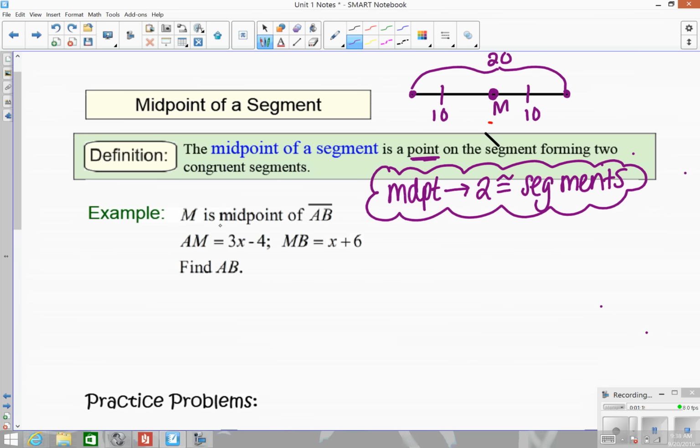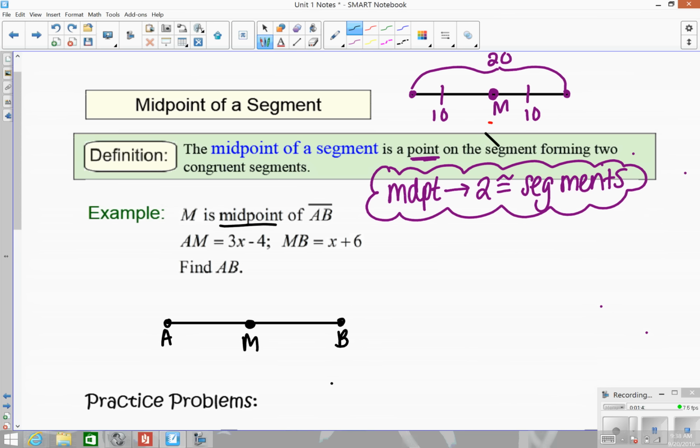So for the first example here, it tells us that M is the midpoint of AB. Anytime you do a geometry problem and there's not a diagram, you want to make sure that you're drawing that diagram. So don't try to do these in your head without a diagram. So M is the midpoint of AB. That means A and B are the endpoints and M is in the middle. I'm going to try to make it look like the middle. It might not be perfect.